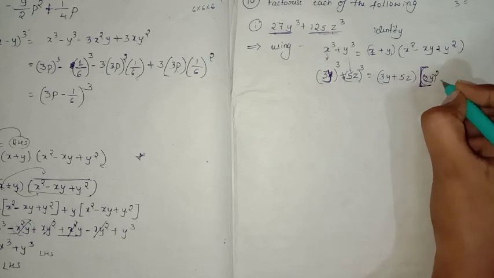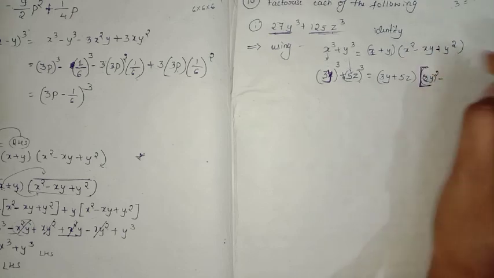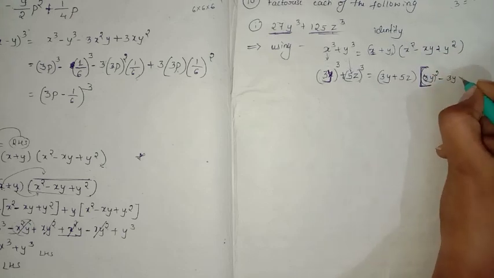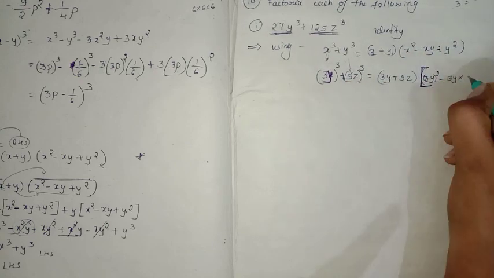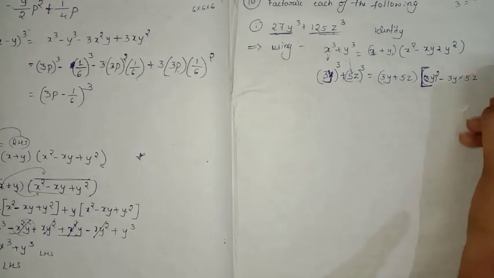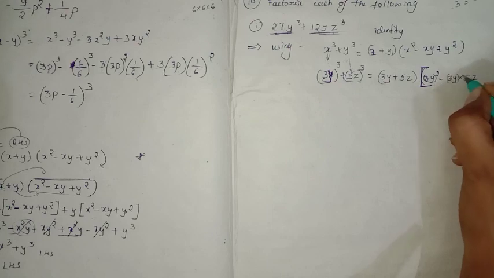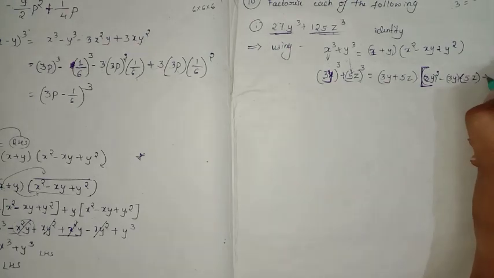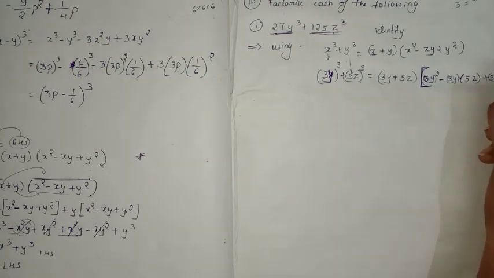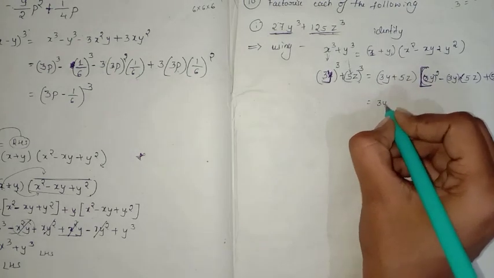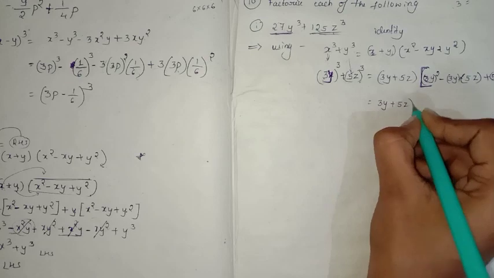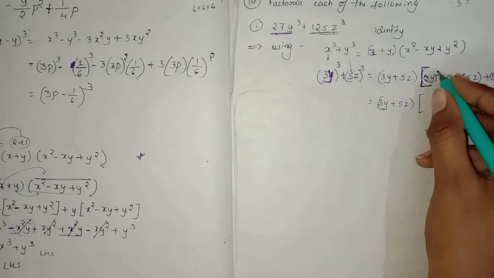(3y) whole raised to square, minus, what is the x value? That is 3y into, what is the y value? That is 5z. You can use the bracket also, or you can use the multiplication also. Plus y square, which is (5z) whole raised to square, bracket complete. Now for 3y plus 5z, the expanded form: (3y) square.